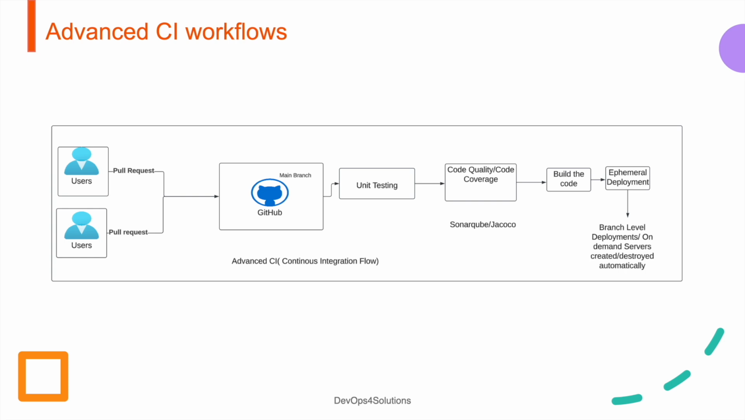What does that mean? As part of this CI workflow, it will also deploy your code on some servers. Those are on-demand servers, so that developers can test it, and whenever they are done, it automatically destroys that infrastructure. This is a little bit advanced, but a lot of teams have started using this process because it helps them: developers can now test everything.